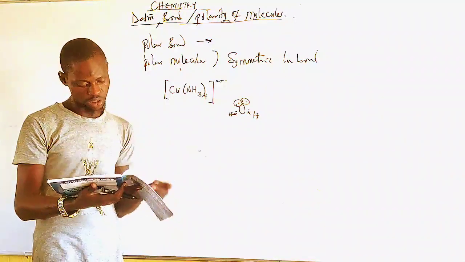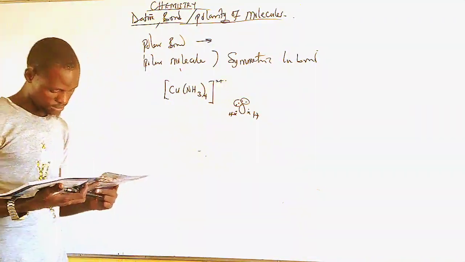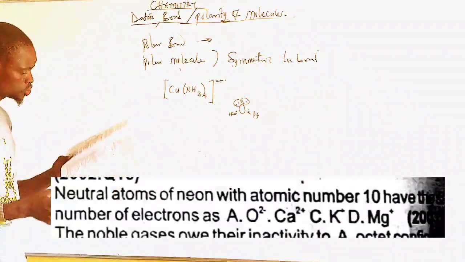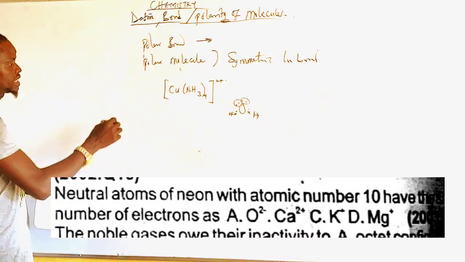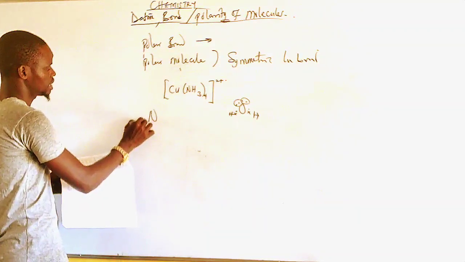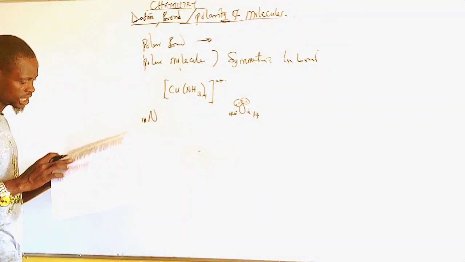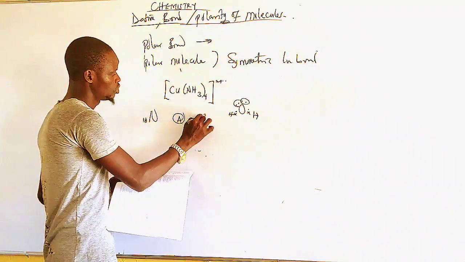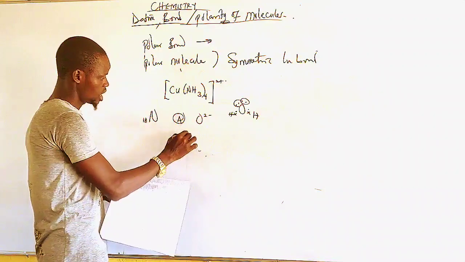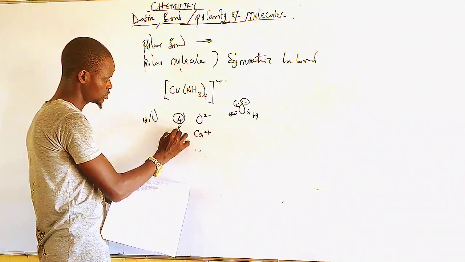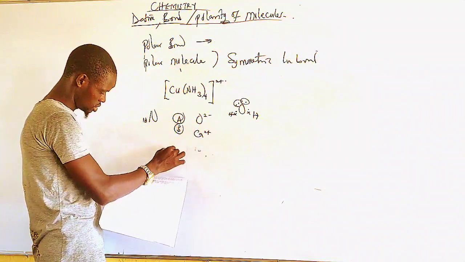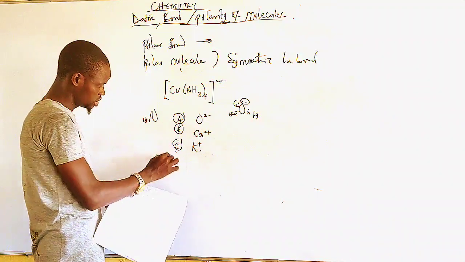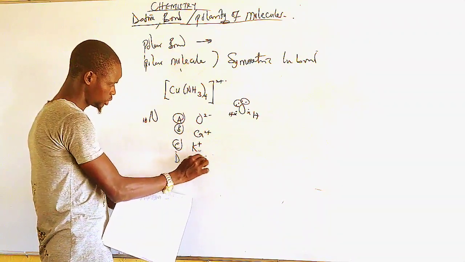And my last question, but not the least, is this. There's a neutral atom of neon with atomic number 10. A neutral atom of neon with atomic number 10 has the same number of electrons as which option? We have O2 minus, that's option A. Ca2 plus, that's option B. Option C, potassium plus, and option D, magnesium plus.